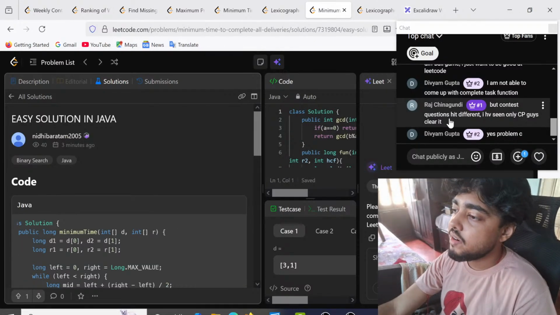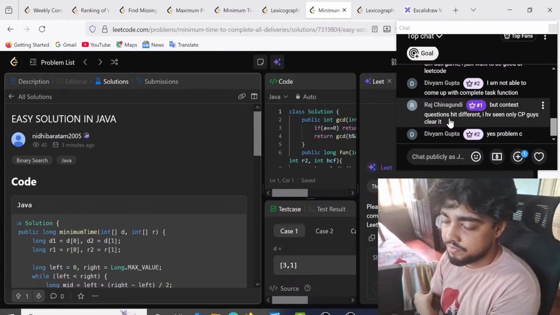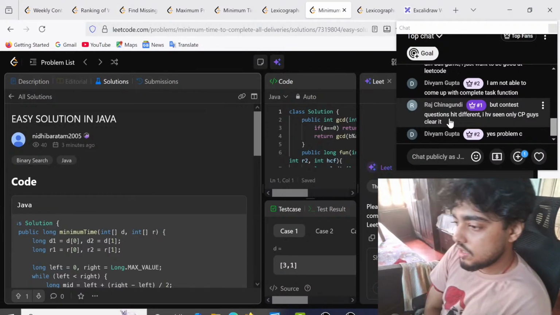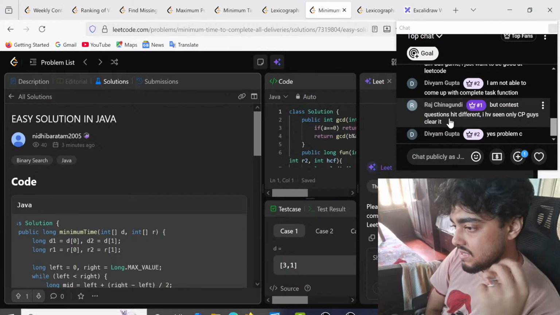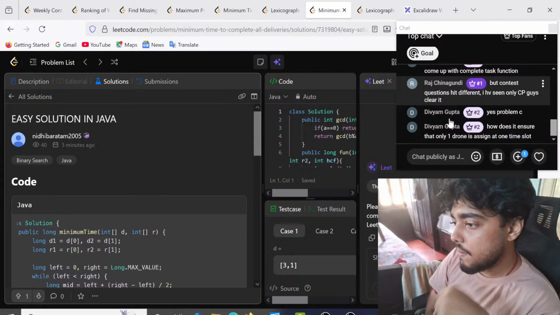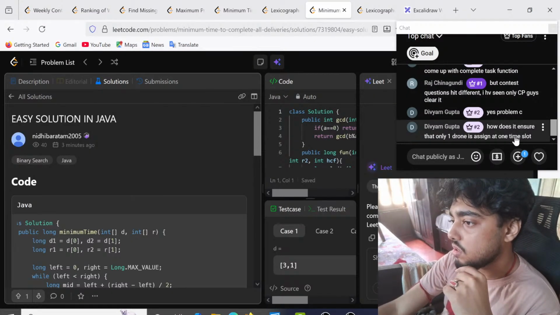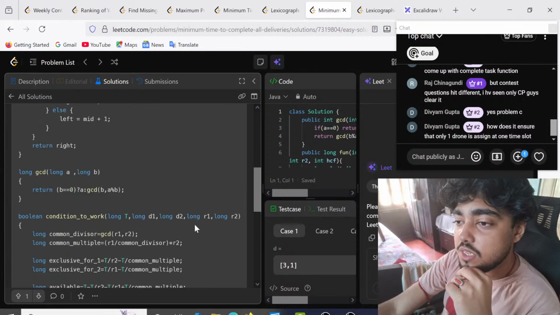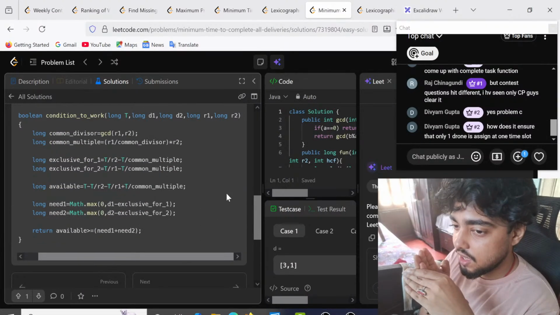Contest questions are different. I have seen only CP guys play. See, what happens in contest questions? Whatever the problems are there, they are somewhat similar to questions that you have done also. But during the contest, how does it ensure that only one rune is assigned at one time slot? It is ensured by using this. No, it is not. I am not ensuring it.